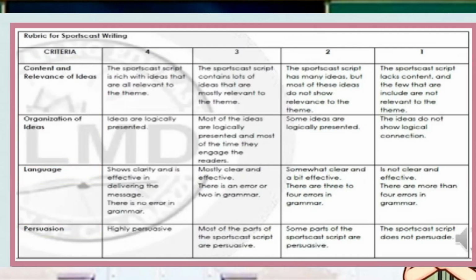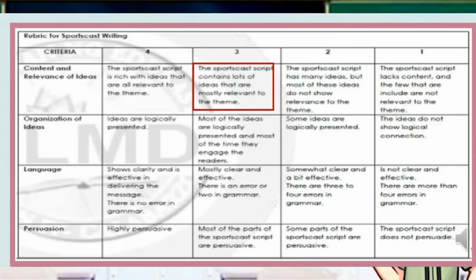Persuasion. 4 points if the sportscast script is rich with ideas that are relevant to the team. Ideas are logically presented. Shows clarity and is effective in delivering the message. There is no error in grammar. And highly persuasive.